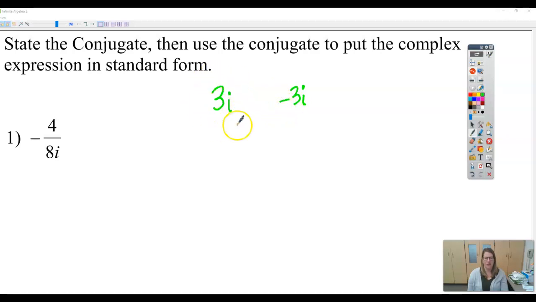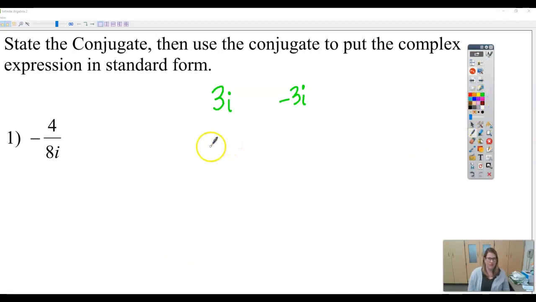So if I have 3i as one solution to something, I know that there's also going to be another solution that is negative 3i, and that's called the complex conjugate, okay? So let's do just a couple more examples here.